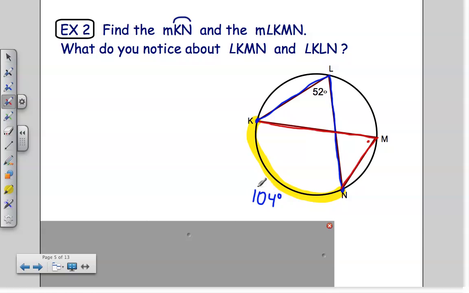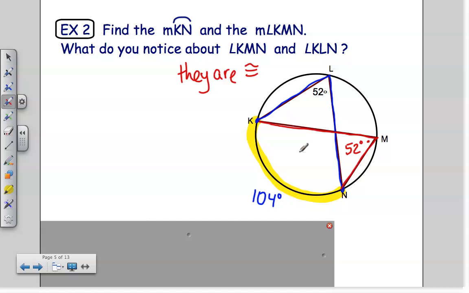Now, if the arc is 104 degrees, the inscribed angle should be half of that, so this angle should be 52 degrees, half of 104. And now, what do I notice about angle KMN, which was the one I just found, 52 degrees, and angle KLN, which is the one I was given? Well, they are congruent, right? Why are those angles congruent?